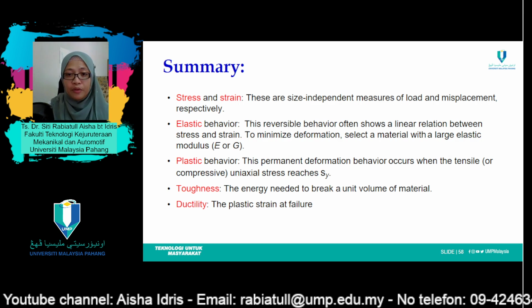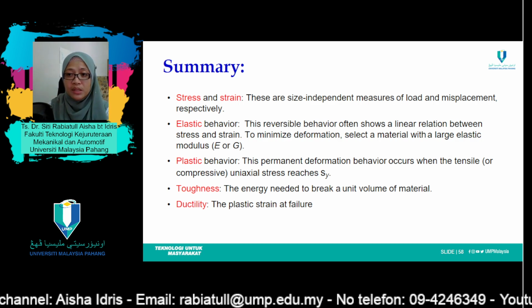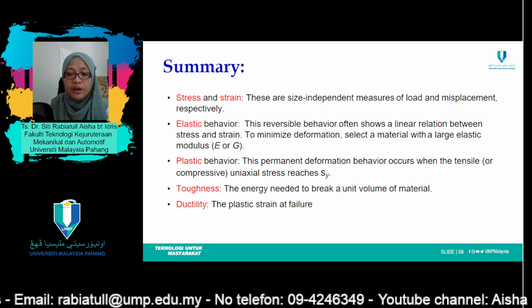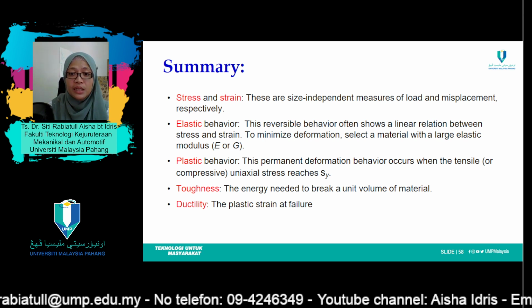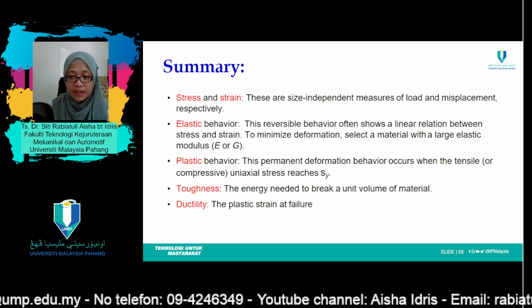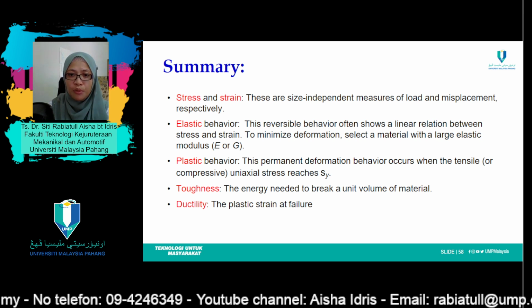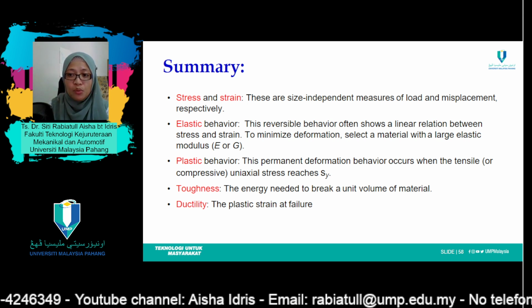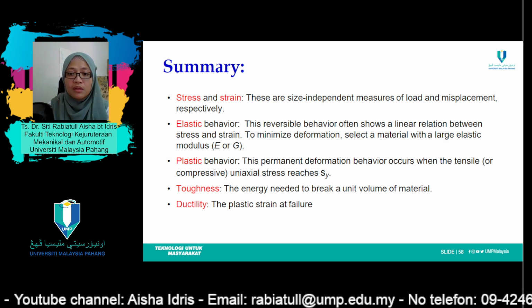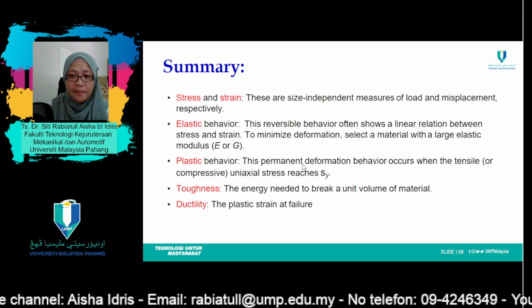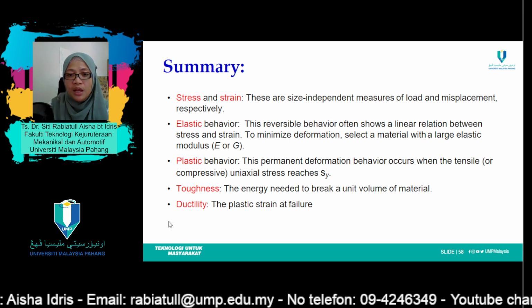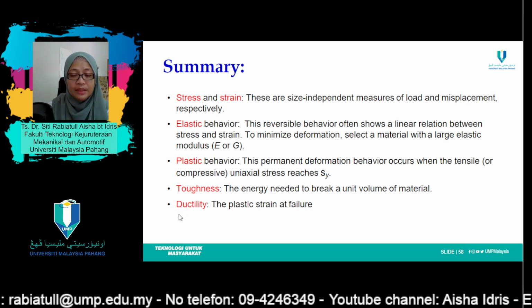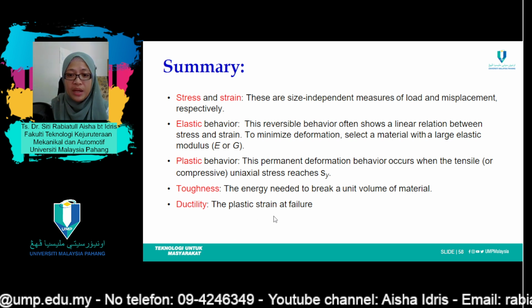As a summary, for stress and strain, there are independent measurements of load and displacement respectively. Number 2, for elastic behavior, the reversible behavior often shows a linear relation between stress and strain. To minimize deformation, select a material with a large elastic modulus. Number 3, for plastic behavior, this permanent deformation behavior occurs when the tensile uniaxial stress reaches sigma y. This one, sigma y, there's a typo there. And for toughness, the energy needed to break a unit volume of material. And last but not least is ductility, the plastic strain at failure.